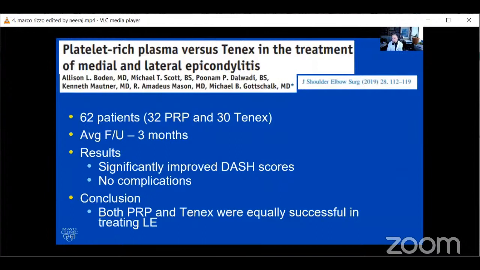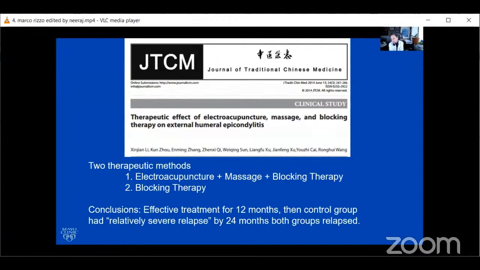Another study comparing PRP to Tenex demonstrated that both were equally successful in treating tennis elbow. An interesting study from the Journal of Traditional Chinese Medicine, looking at acupuncture plus massage and blocking therapy versus blocking therapy alone, demonstrated that the treatment was effective at 12 months, but there was severe relapse by 24 months in both groups, which was obviously concerning. Are you frustrated yet?